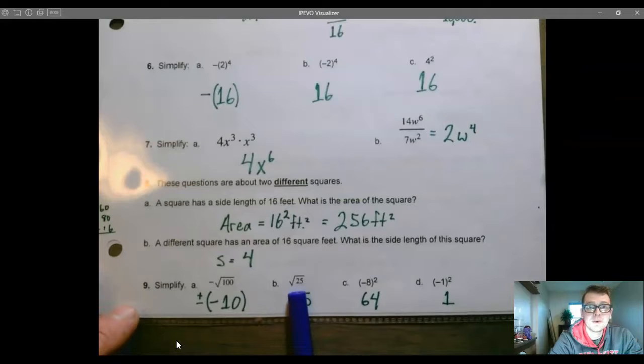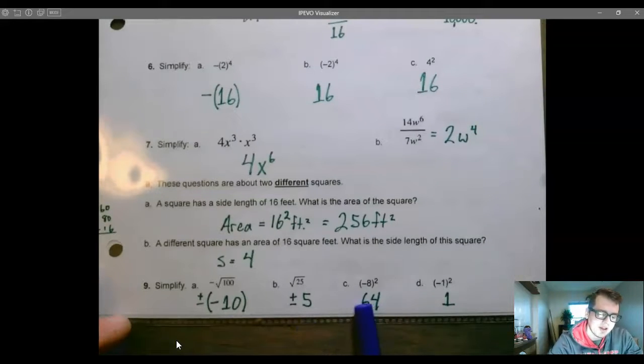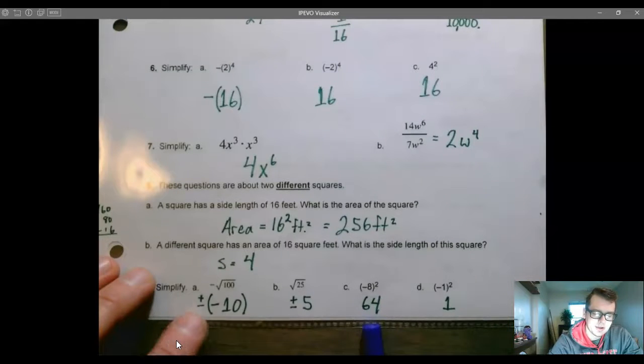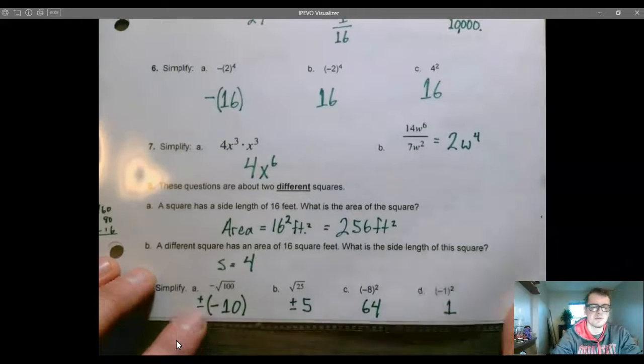But in 25, the square root technically is positive or negative. I accepted it if you just put the positive. For some of your papers, I probably put an and question mark, just kind of pushing, you know, what else could work there. However, a negative number raised to a power only has one value. So it's either going to be negative or positive depending on the multiplication. So negative 8 squared is 64 and negative 1 squared is 1.